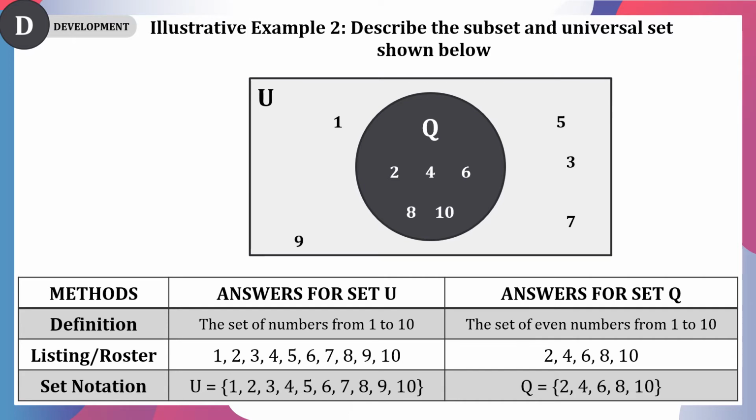While for the subset, which is the set Q, by definition, it is the set of even numbers from 1 to 10. By listing or roster method, we have 2, 4, 6, 8, and 10 all separated by comma. For set notation, we have Q is equal to open brace 2, 4, 6, 8, and 10, close brace.